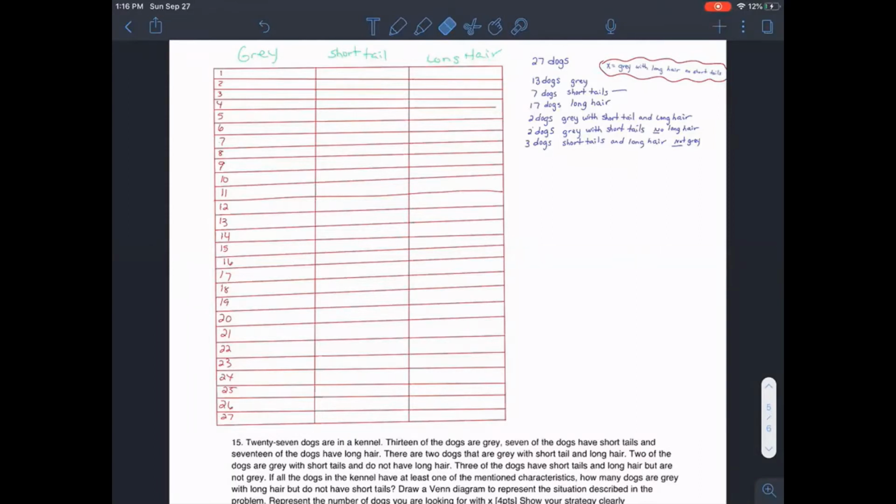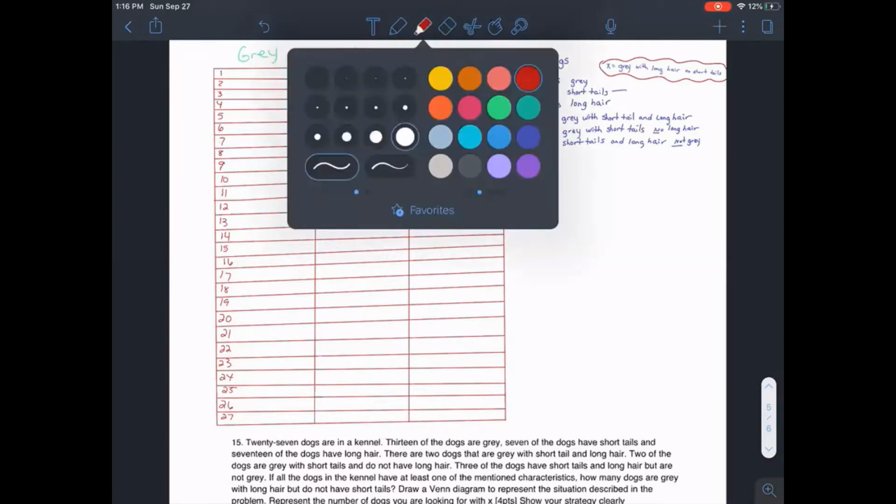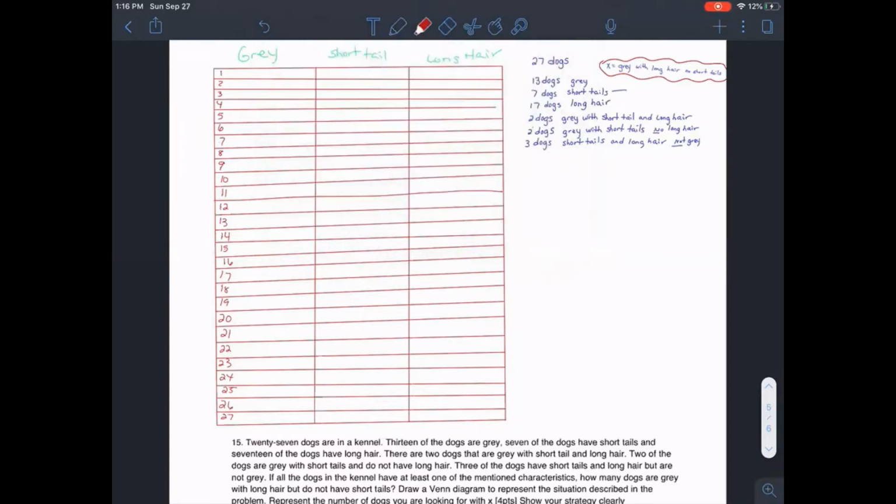All right, so we are wanting to find out how many dogs are gray with long hair and no short tails. You know what, let's change this.